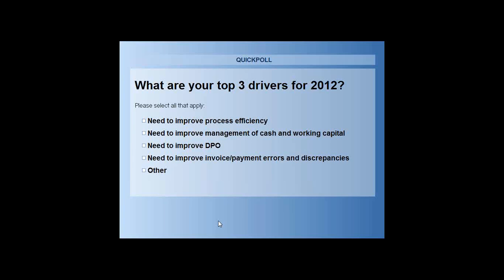So is it the need to, please tick 3, need to improve process efficiency, need to improve management of cash and working capital, need to improve days paid outstanding, need to improve invoice/payment errors and discrepancies, or maybe it's something else which we haven't captured in the top 4 bullets. So if you can please tick the ones which resonate with you, your top 3. And we've only had 56% of you voting, so if you haven't already voted, please do so. I will be closing the poll in 3, 2, 1. Let's have a look at the results, please.